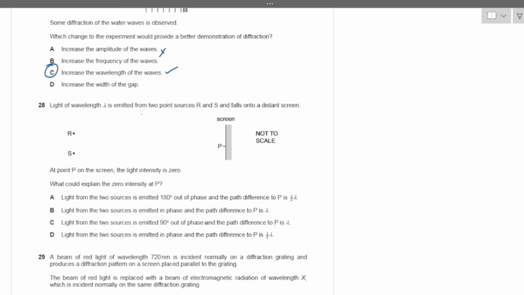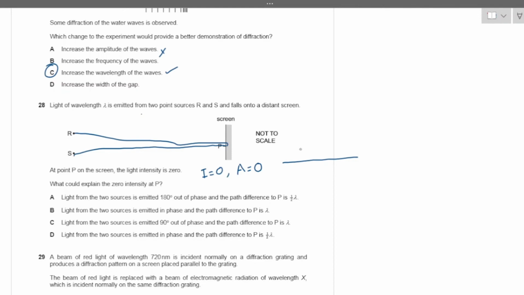Question 28. A light of wavelength lambda is emitted from 2 point sources R and S and falls onto a distant screen. At point P on the screen, the light intensity is 0. What could explain the 0 intensity at P? Right, so that means they're saying there is light reaching from point R and from point S in such a way that there is 0 light intensity. 0 light intensity means amplitude must also be 0, right?